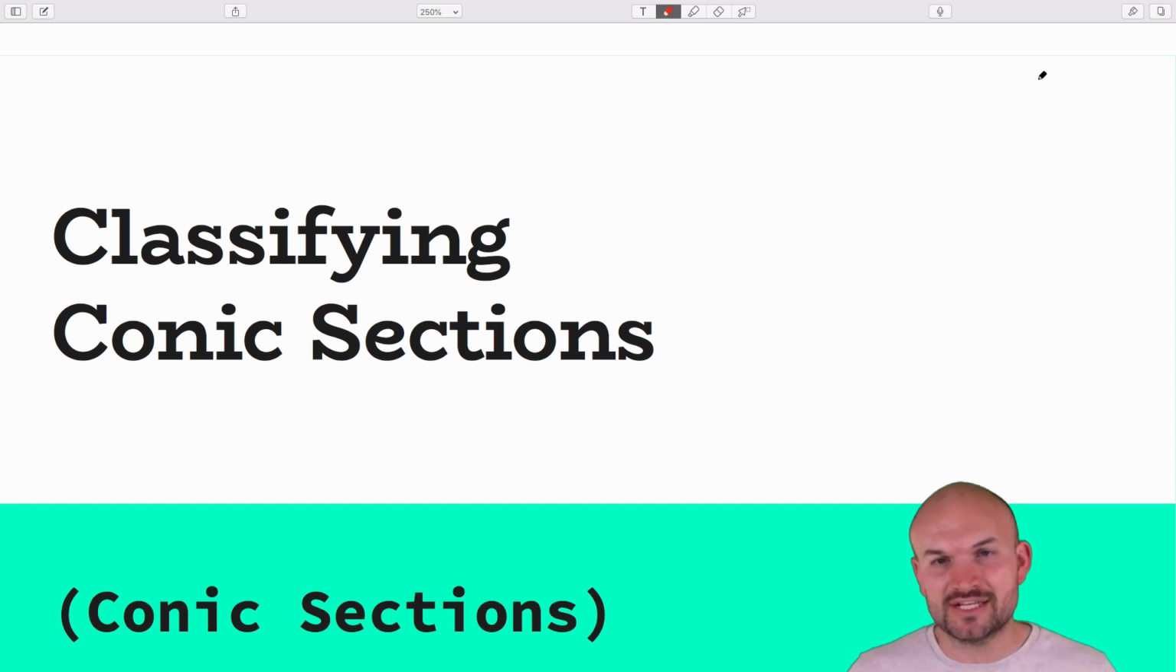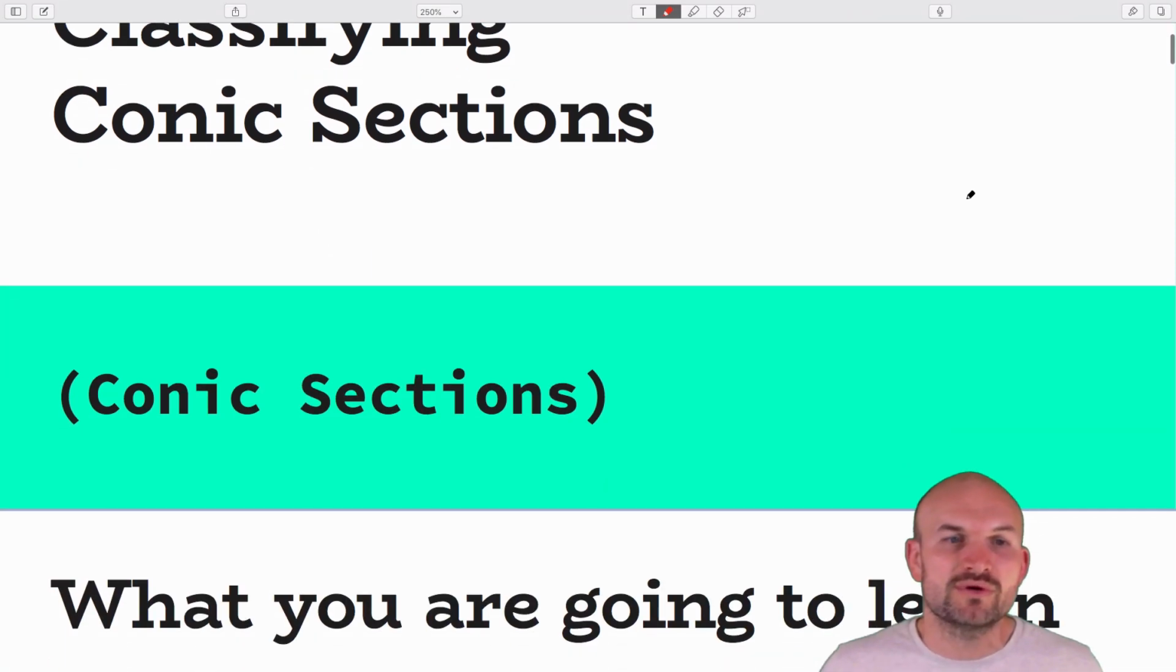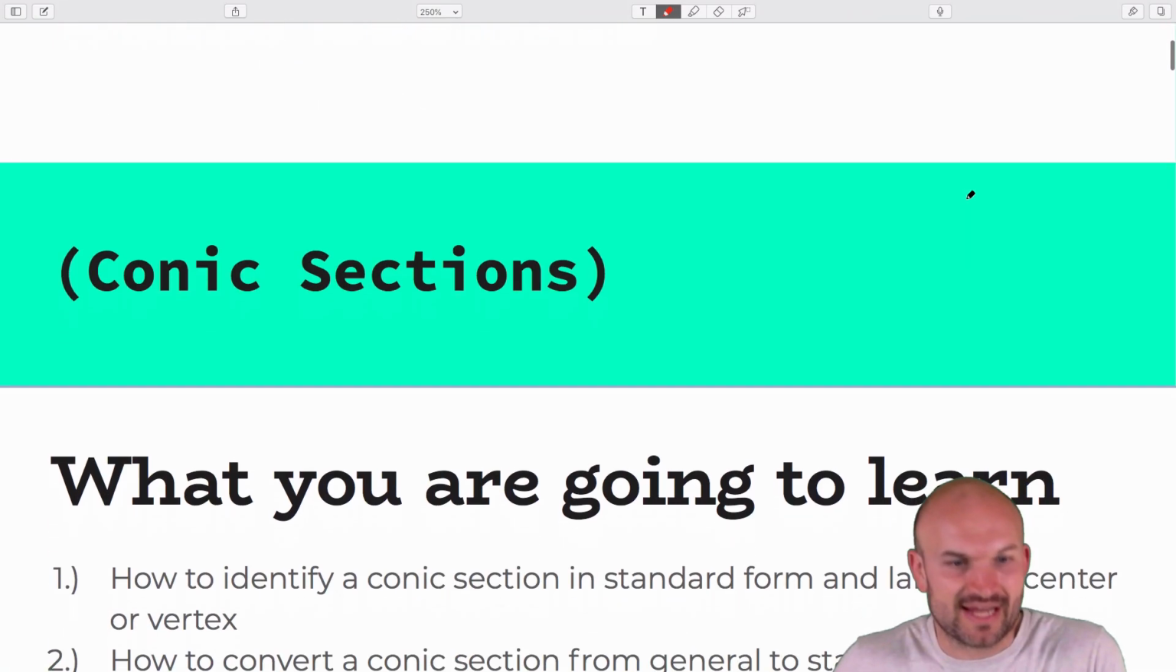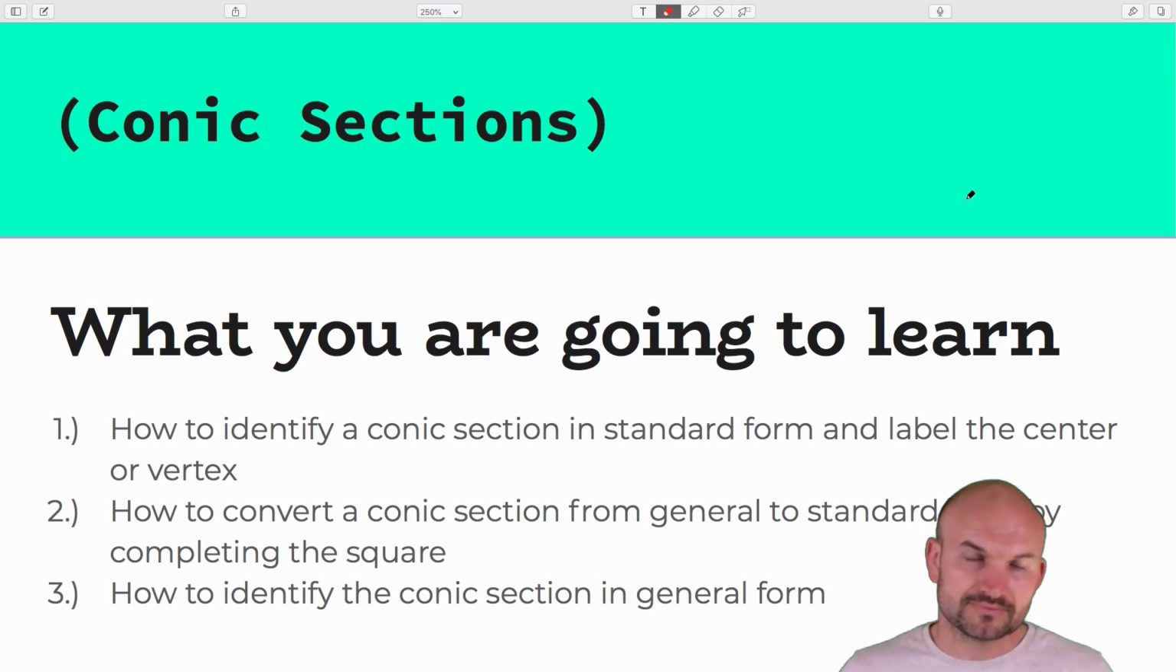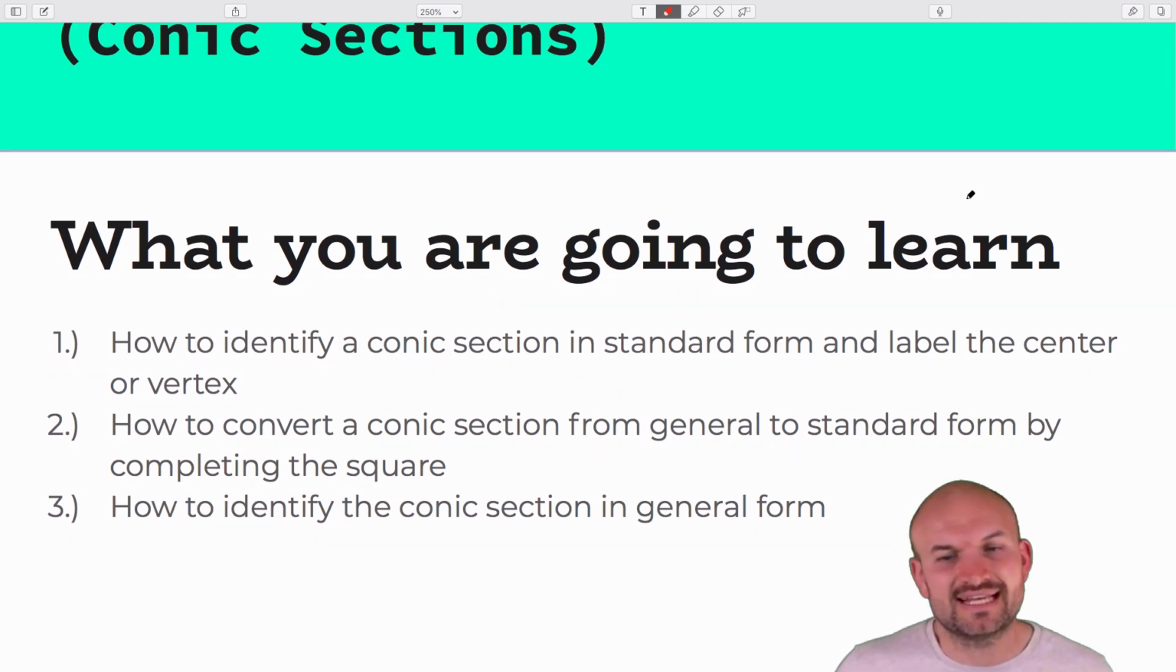Now, what I'm going to do is work through the exact same notes that I gave my students inside of the classroom. And in this lesson, what we are going to cover is obviously classifying conic sections, but we're going to learn how to identify the conic section based on the standard form, as well as be able to identify the center or the vertex. We're going to talk about converting from general to standard form by completing the square, as well as how to identify the conic from general form.